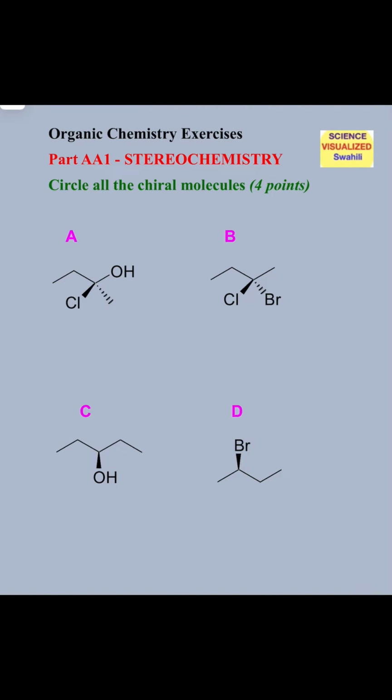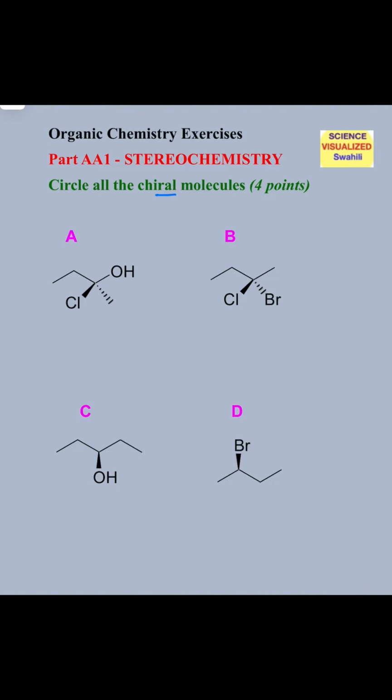Hello and welcome. Today we're looking at stereochemistry, and the question here says circle the chiral molecules. So we're looking at molecules A, B, C, and D. If we look at molecule A, we see that it has one possible chiral center right there, and we need to determine whether that's really a chiral center.